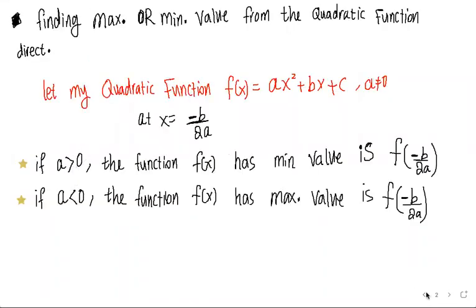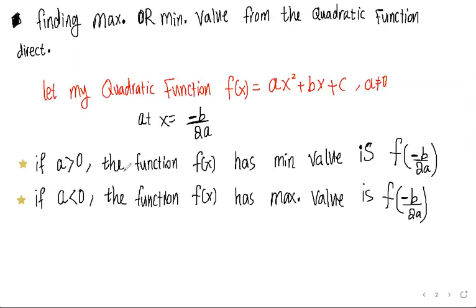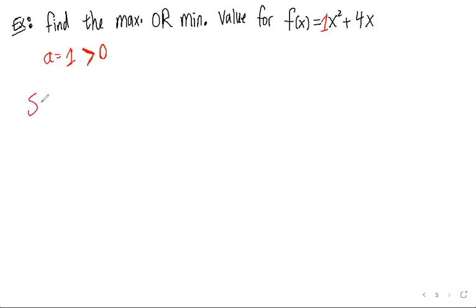less than 0? So a is equal to 1, so 1 is greater than 0, a positive number. This means if it's greater than 0, the function f of x has a minimum value. So the function f of x has a minimum value.